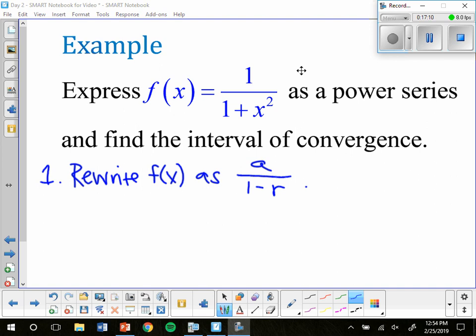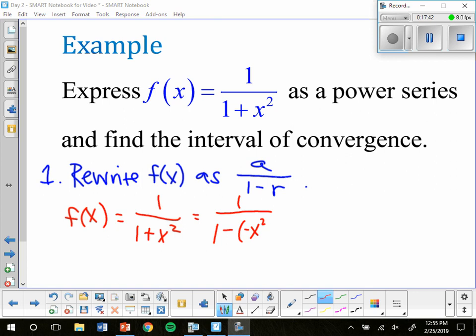So we're going to rewrite the function as a over 1 minus r. The function we have right now is 1 over 1 plus x squared. Is it a over 1 minus r right now? Is it close? What's the only thing we're missing? The minus. We have an a, we have an r, but it's not minus. So we just have to write this as 1 over 1 minus negative x squared. Perfect. That's our first step: we want to write it as a over 1 minus r.